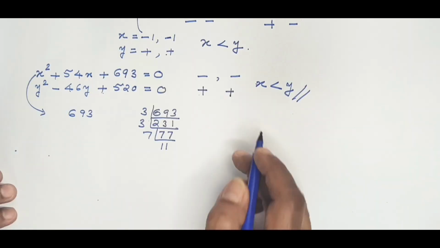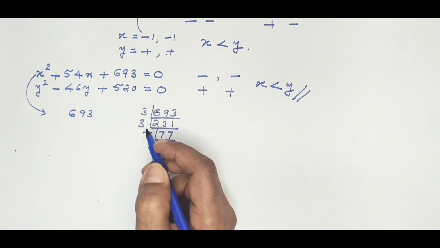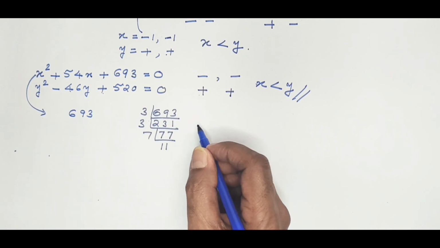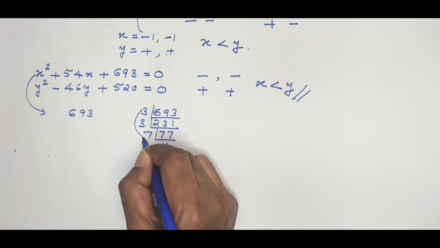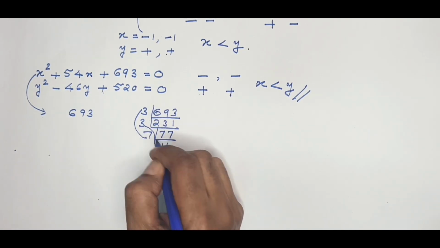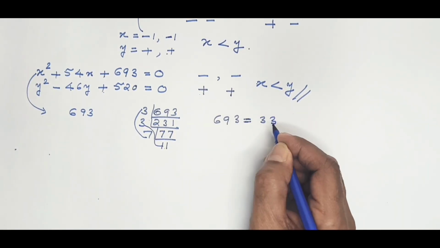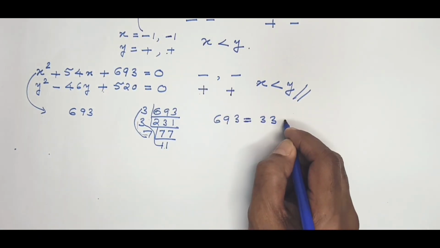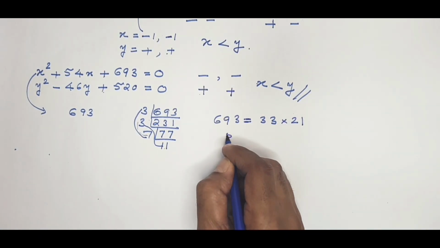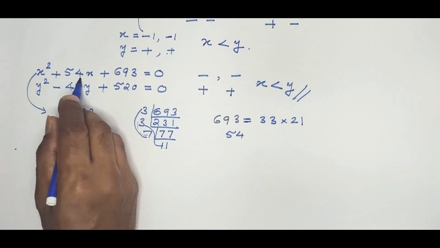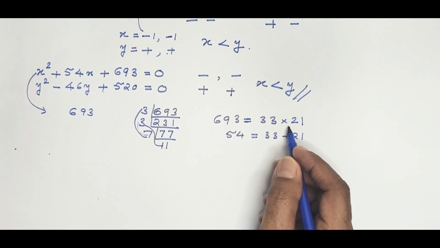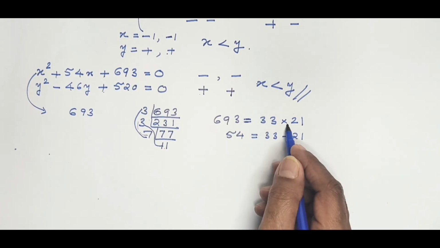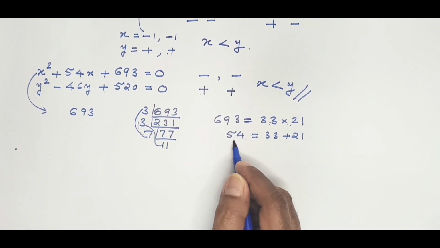In the next step, you pair these factors in such a way that the sum of those two numbers turns out to be 54. For that, you can combine like this and combine like this. See, 3 multiplied by 11 is 33, and 3 multiplied by 7 is 21. Now look at 54, which is the coefficient of the middle term x, that is 33 plus 21. So this is the way to find the factorization of this number, so that the sum of those two numbers also turns out to be equal to the coefficient of the middle term, that is x.